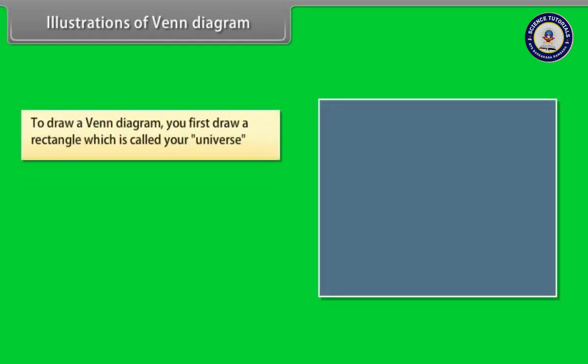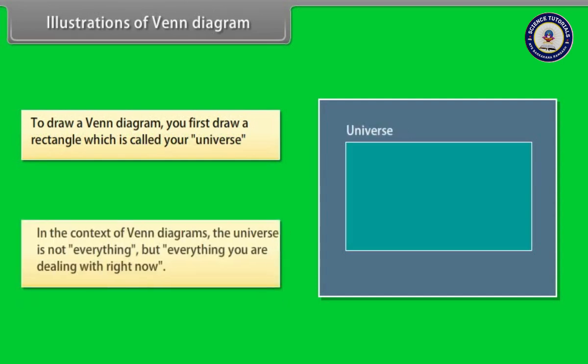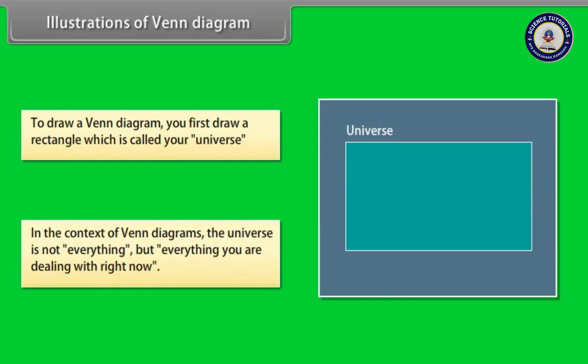Illustrations of Venn diagram. To draw a Venn diagram, you first draw a rectangle which is called your universe. In the context of Venn diagrams, the universe is not everything, but everything you are dealing with right now.